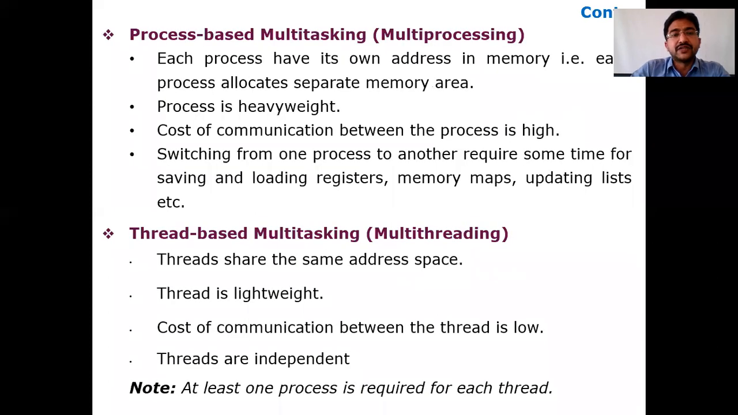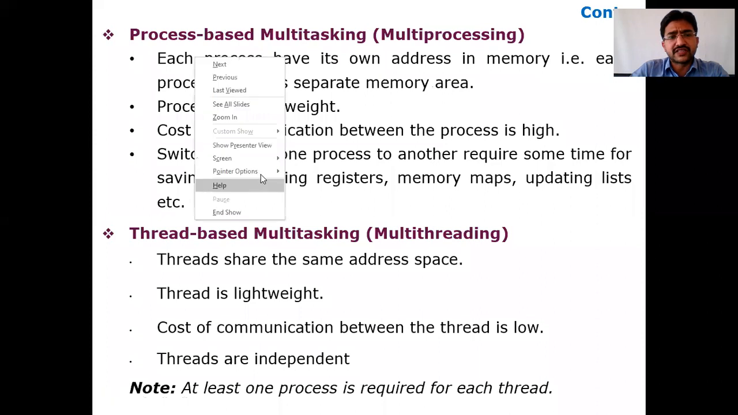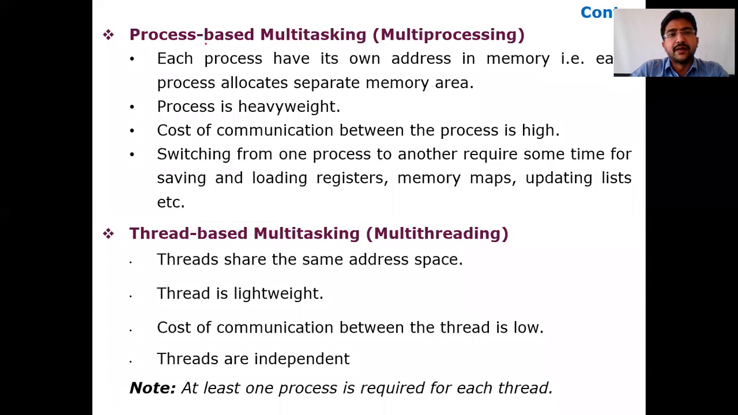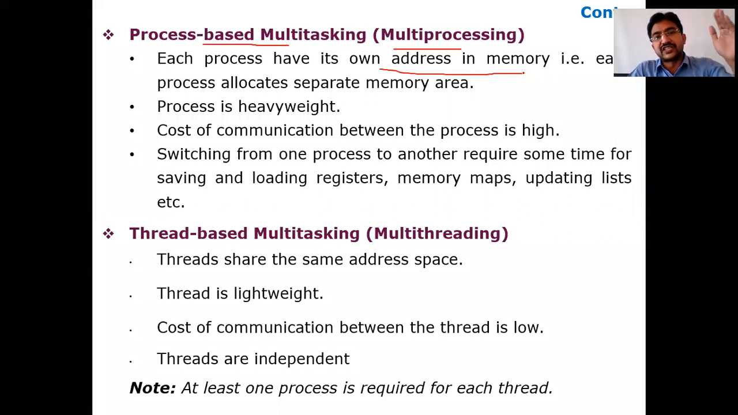Okay. Now coming to the closer discussion, we can discuss what actually process-based multitasking and thread-based multitasking are. Process-based multitasking is also called multiprocessing. So each process has its own address in memory, because Notepad will be saved at one address, command prompt is another address, visiting the website, the browser is in another address. So each process allocates a separate memory area.